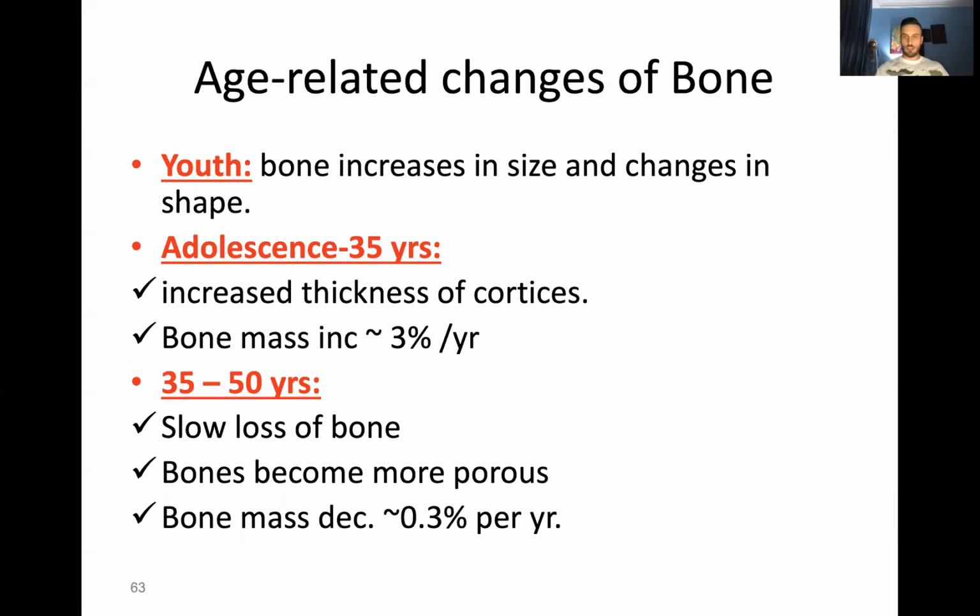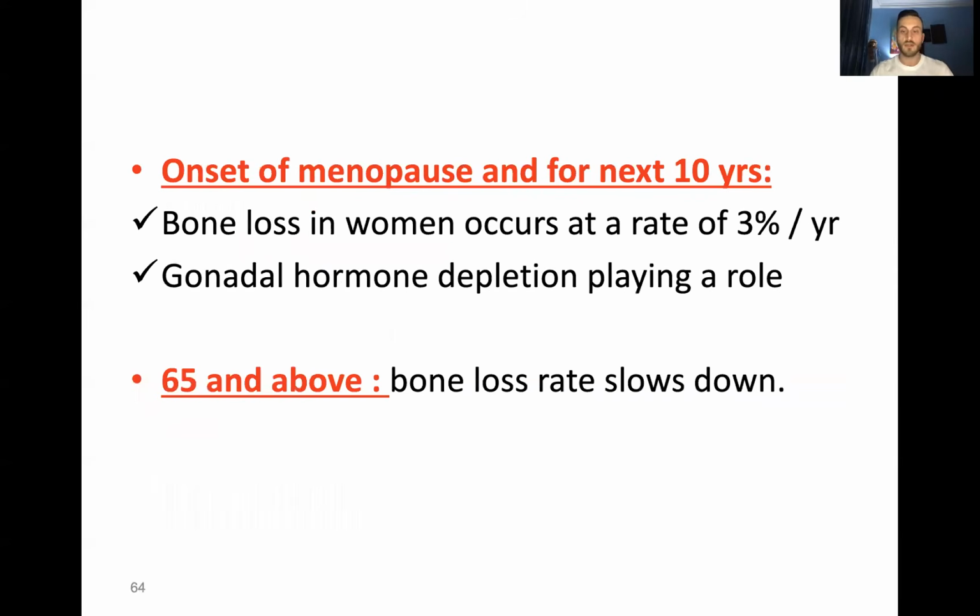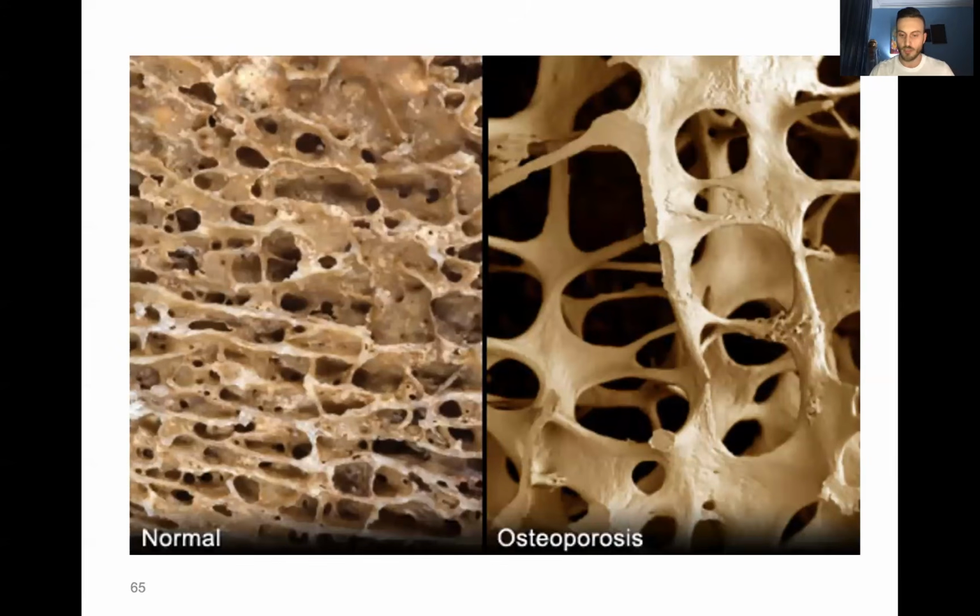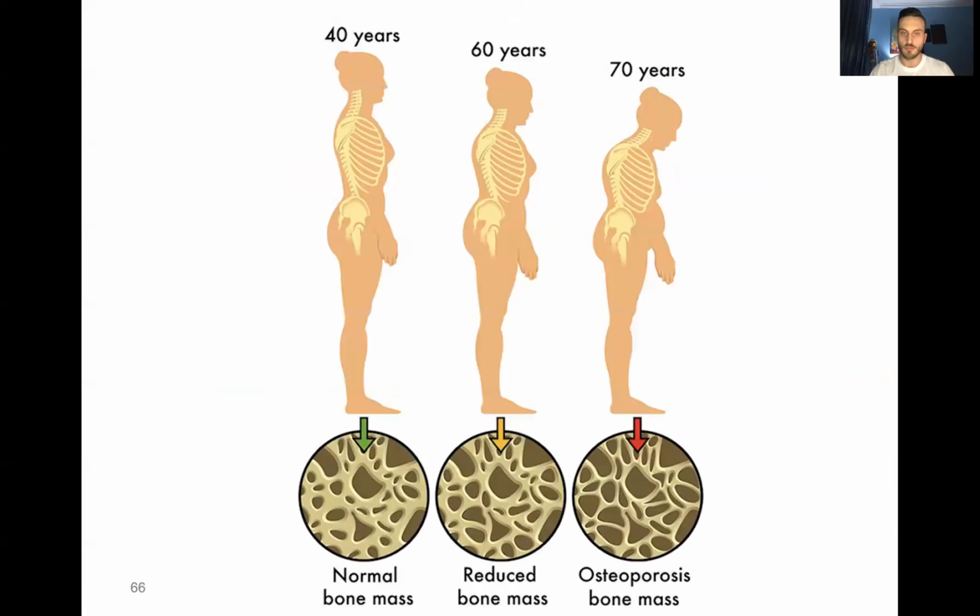Okay, age-related changes of the bone. In the youth, bone increases in size and changes in shape. From adolescence to 35 years, you have an increase in bone mass of 3% each year. From 35 until 50, you start to decrease by 0.3% per year. After that, in postmenopausal women, it is 3% per year. They peak, then they drop because there is no more estrogen, and after 65, bone loss rates slow down. This is a picture showing a normal and an osteoporotic bone, as you can see.